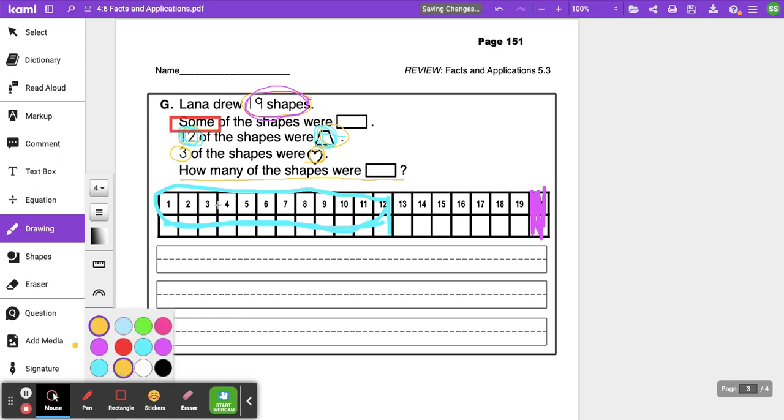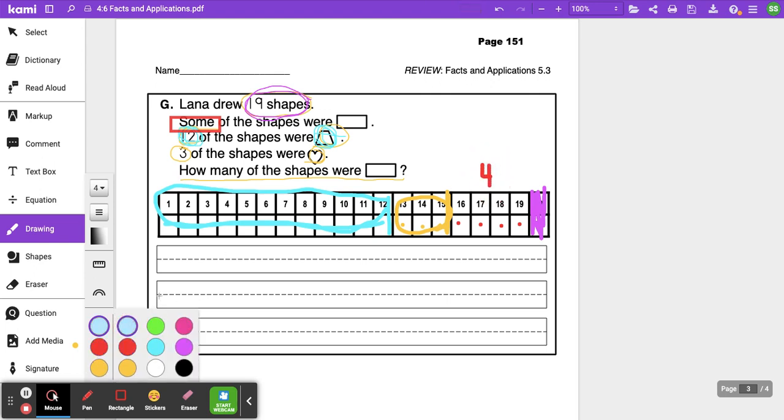Now, the next shape is hearts. 3 of the shapes were hearts. So 1, 2, 3. These are the hearts. That's the group for hearts. So then what are these ones? Yes, those are the rectangles. How many are they? 1, 2, 3, 4. How many rectangles? 4.